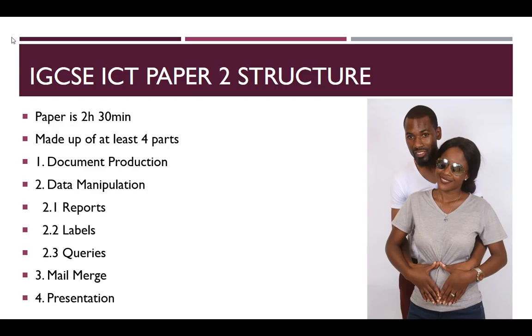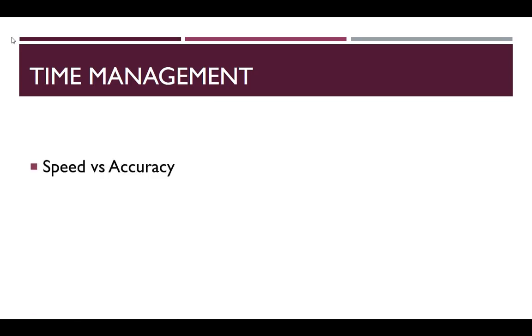Okay, so let me go straight into looking at time management. Like I said, this paper is a 2 hours 30 minutes paper. One of the things that you have to do is to work on your speed versus accuracy. Remember, you are prone to making mistakes when you are very fast. Some simple errors, even a 1 + 1, you may write it as 11.